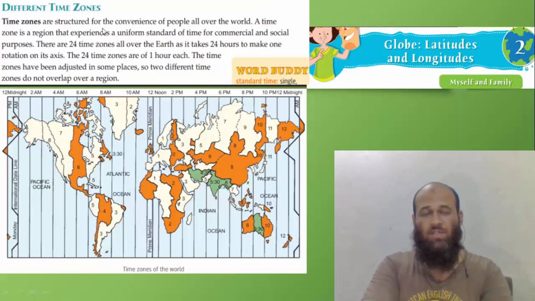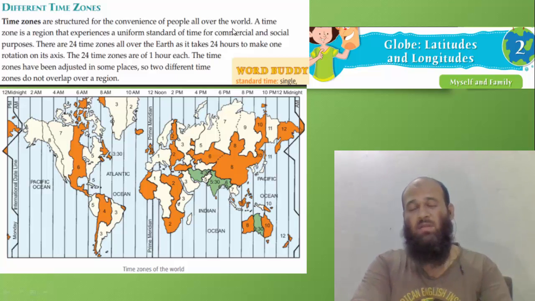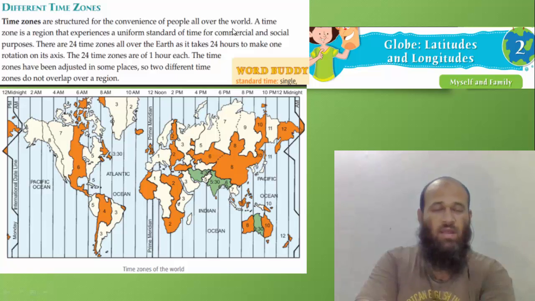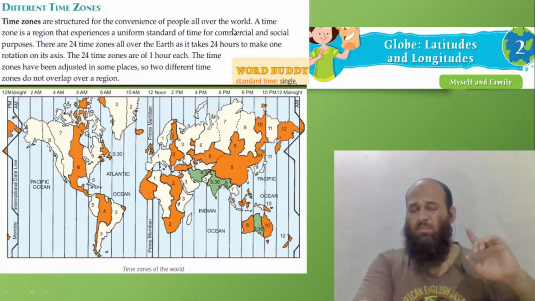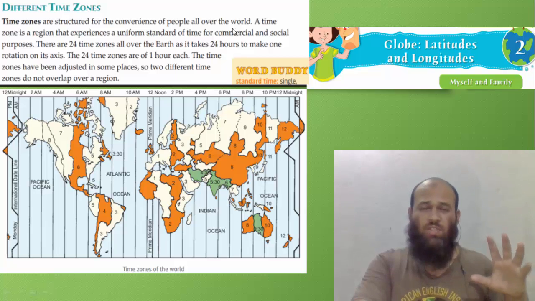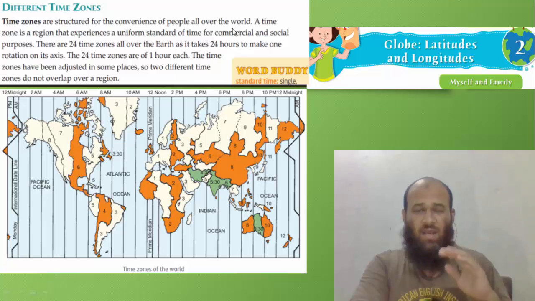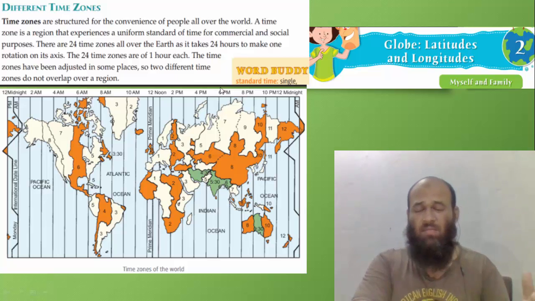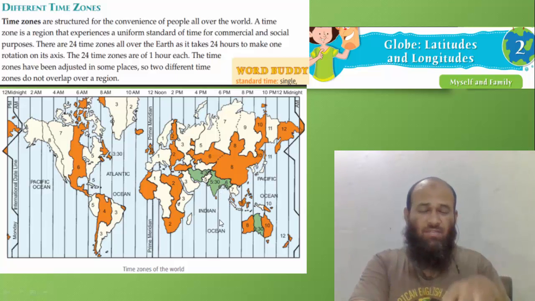Now these are the different time zones. Time zones are structured for the convenience of people around the world. Different places, different time zones. You need to understand the previous example of Shamama and Madhya, how Shamama was able to get a call from Madhya where it was 7 p.m. in Germany and 11:30 already in India.